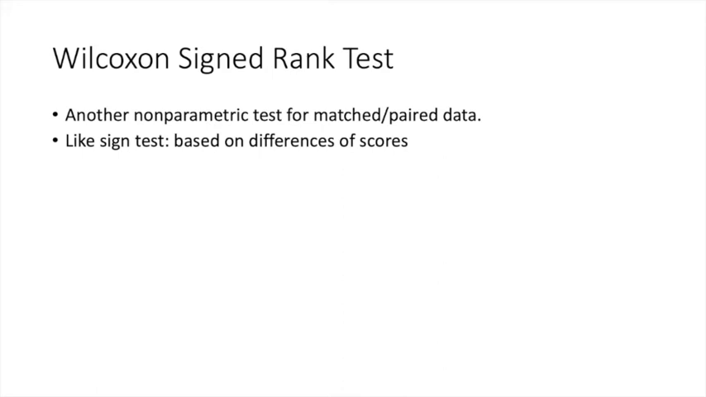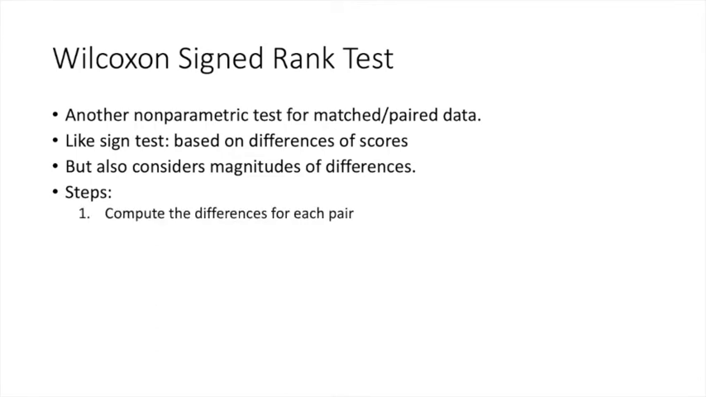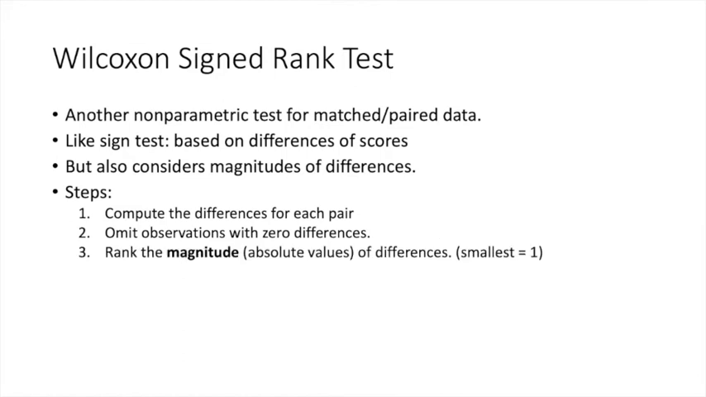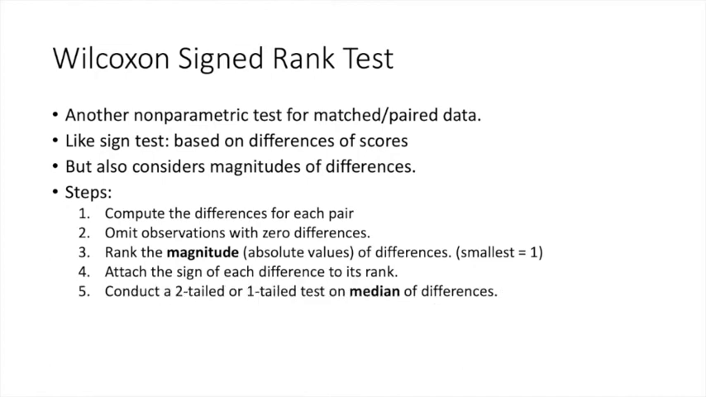Another non-parametric test is called the Wilcoxon-Signed rank test. It is like the sign test, except that it also considers the magnitudes of differences. This works for paired or matched data. So the process to use the test is to compute the differences for each pair, omit the zero differences, then rank the magnitudes of differences, attach the sign of each difference to its rank. Then we conduct a 1 or 2 tail test on the median of differences.